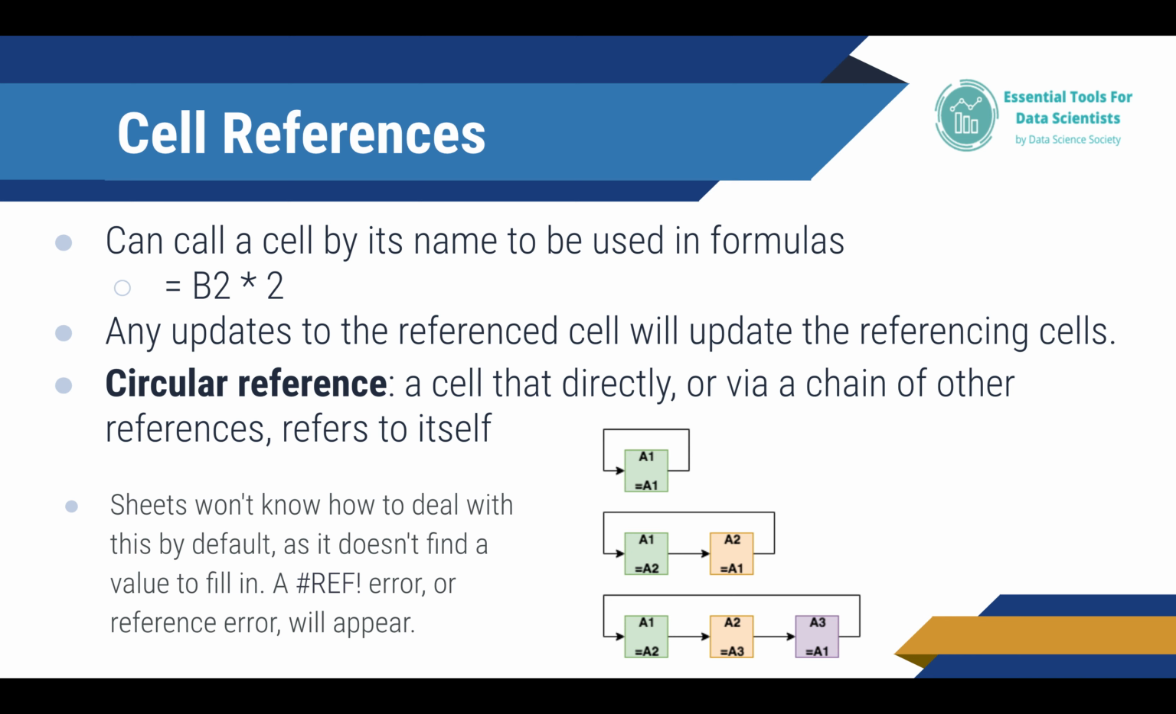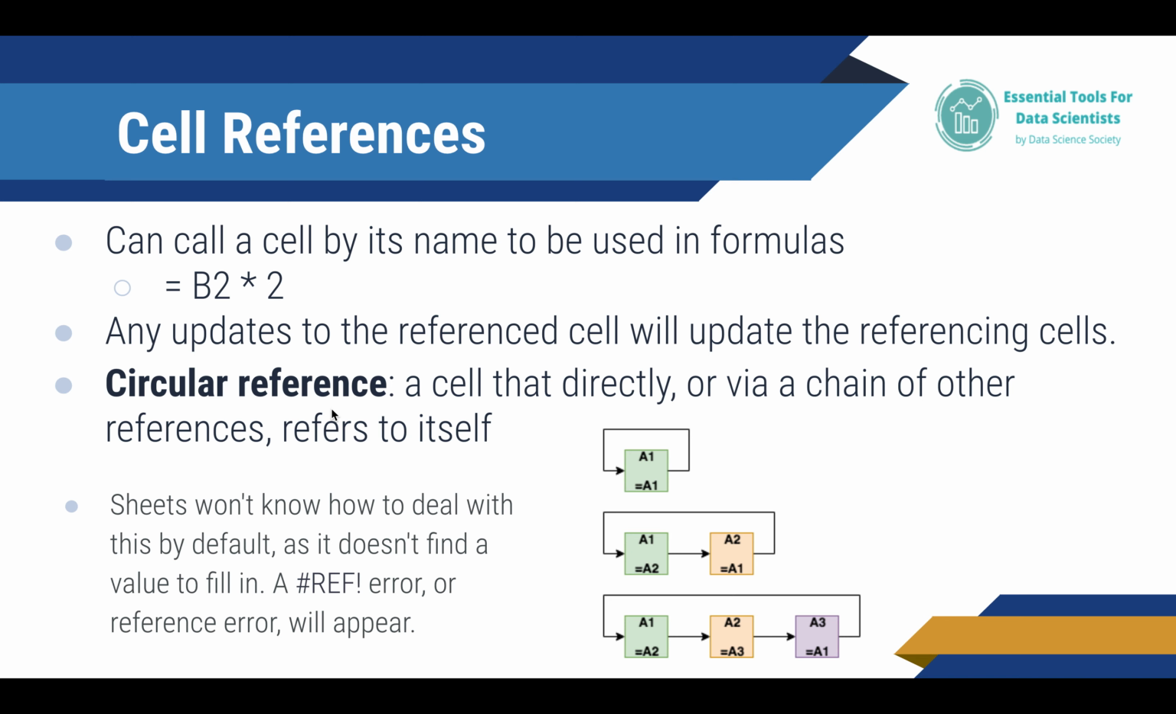So cell references. We've talked about this too. You can call a cell by its name to be used in formulas. For example, B2 times 2. Again, we put the equal sign because we're doing a calculation. The important thing to remember here is that any referencing cell will update if the referenced cell changes. For example, if B2 was originally 1, then my referencing cell will display 2, 1 times 2. If I update B2 to equal 6, then this referencing cell will update to 12 because of that change.